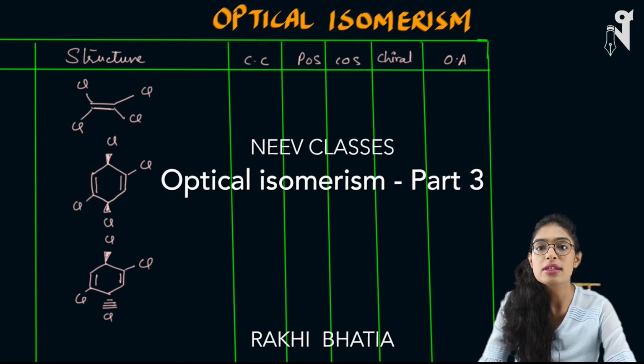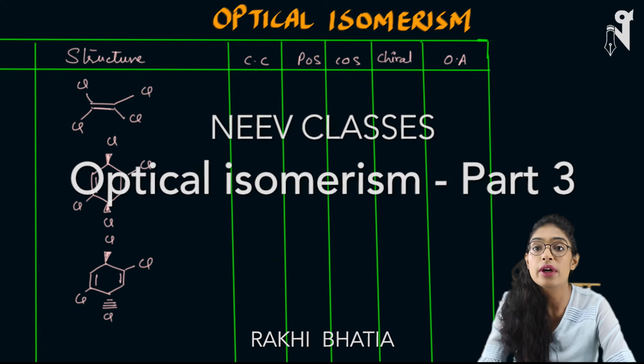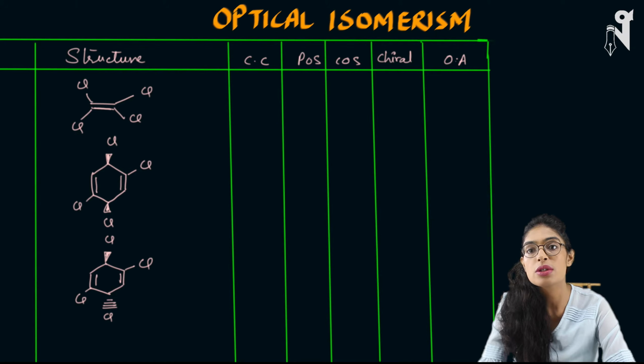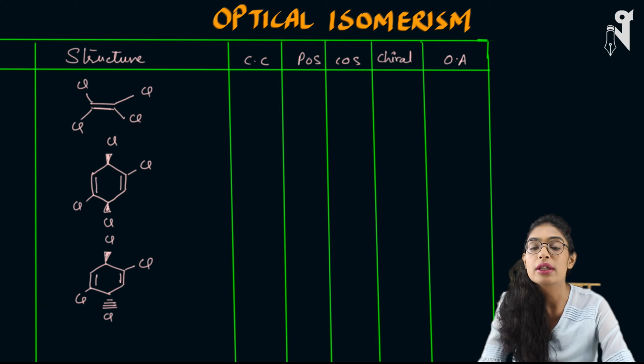Hi guys, so in the last class we were doing the questions of optical isomerism, where we were trying to find out in which molecule there is POS or COS and whether the molecules are optically active or not. Now we were left with a few more questions, so let's quickly finish them off, and then we will get a better idea how to check the chirality or optical activity in a molecule.